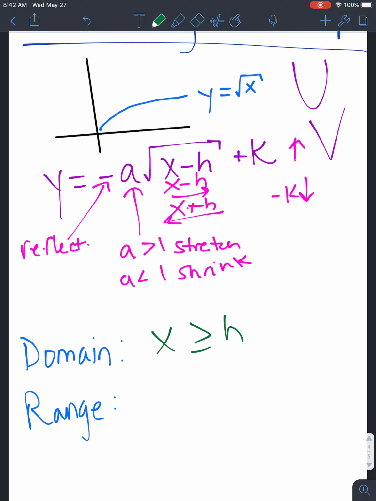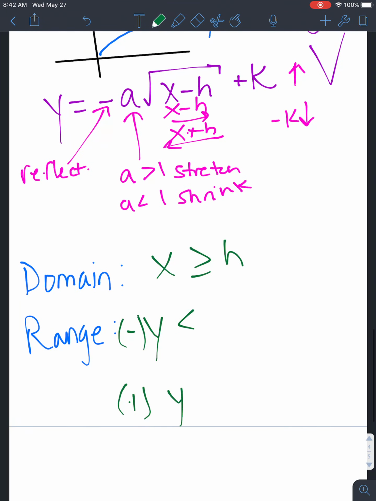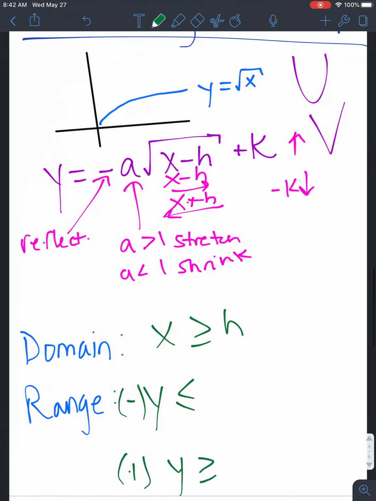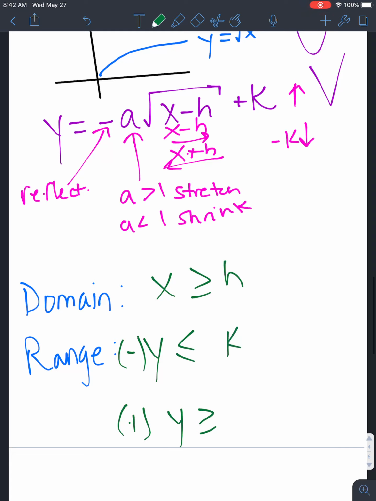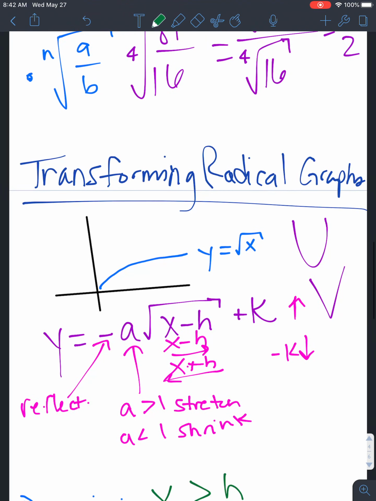Now your range depends on if you have a negative. If you have a negative a, all of your y's will be less. If you had positives, your y would be greater than. And it's always related to that k value. So y is either less than or equal to k if you have a negative sign in front of the a, or y is greater than or equal to k if you just have a positive, if there's no reflection.